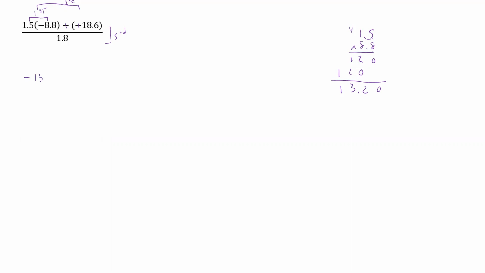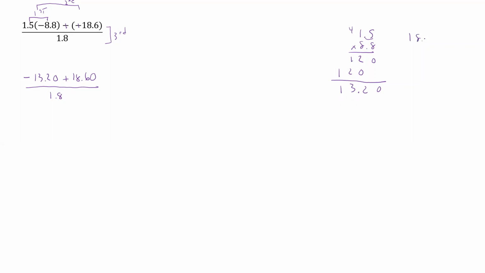So it's a negative 13.20 plus 18.6. And we can drop that 0 if we wanted to, or we could add a 0 here. It all really doesn't matter. So now what we have is this, and that's all still divided by the 1.8. Now 18.60 is larger than 13.20, so what we can do is we can just do a subtraction.